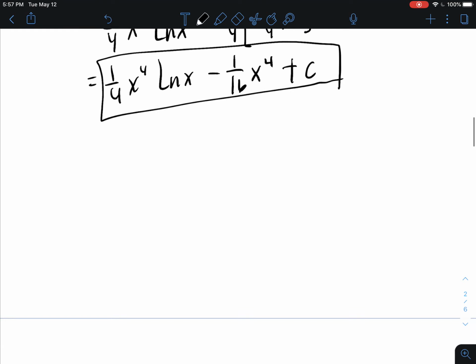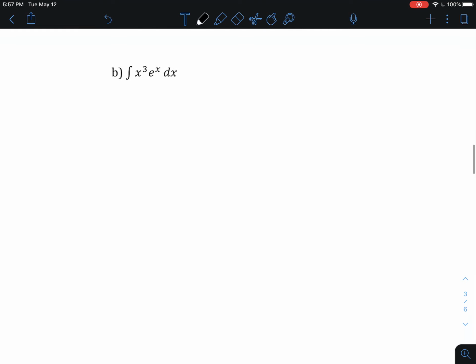Okay, so let's do the next example. Again, what is u, what is du, what is v, and what is dv? Remember, whatever's easier to take a derivative of, or an integral of, is going to determine who's u and who's dv.